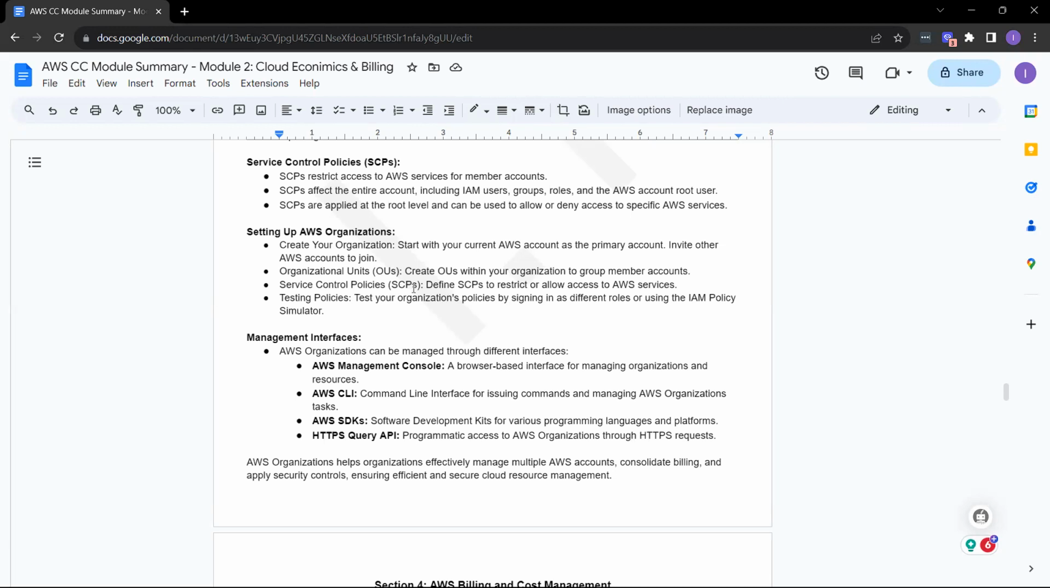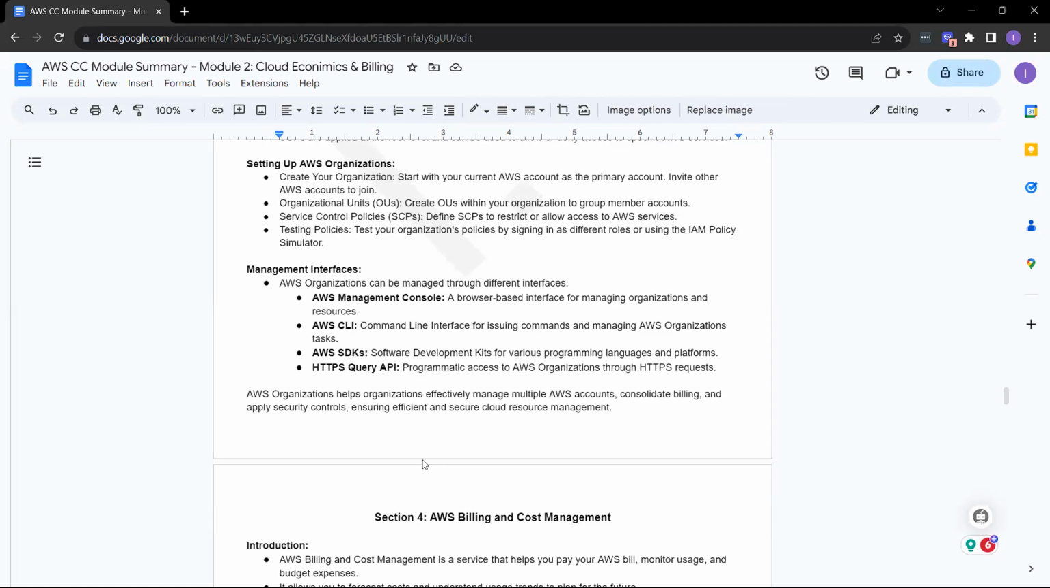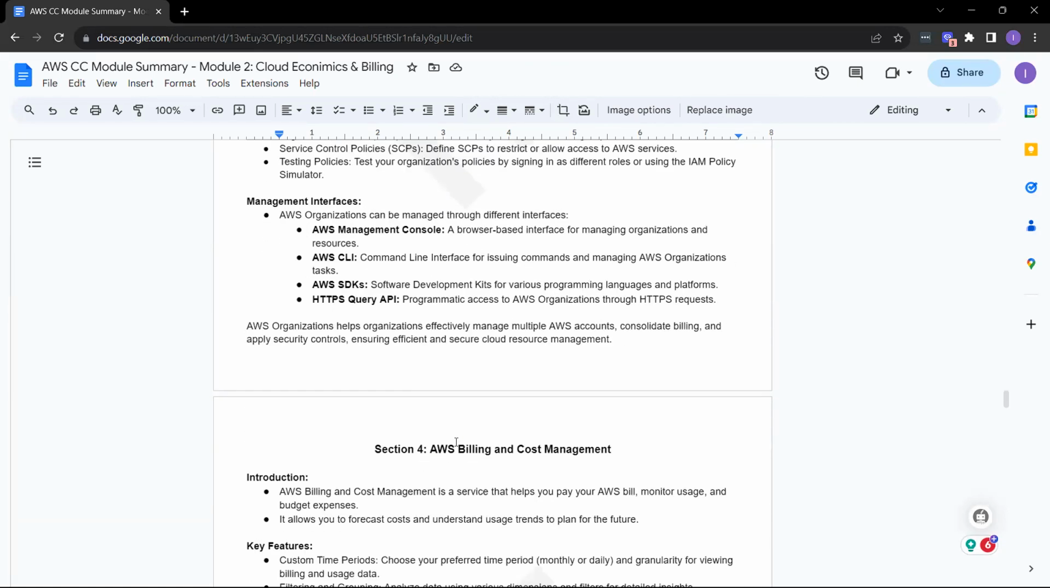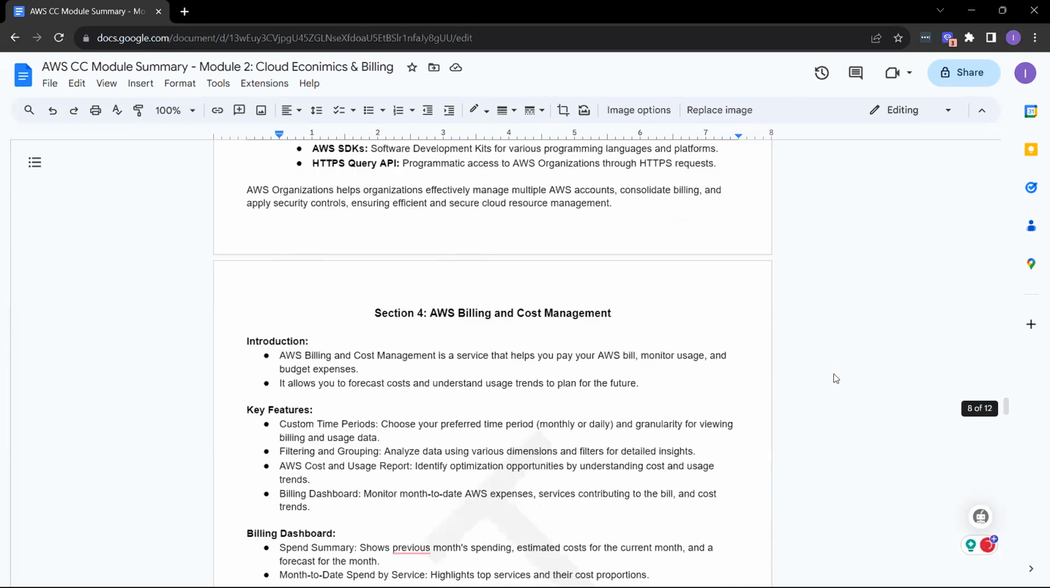And then the management interfaces, that is, the mediums through which you can access the AWS services. We know of the AWS Management Console, we know of the AWS CLI, we know of the SDKs, and then the HTTP query APIs. These are the programmatic access that we can use to access the AWS interface or services.